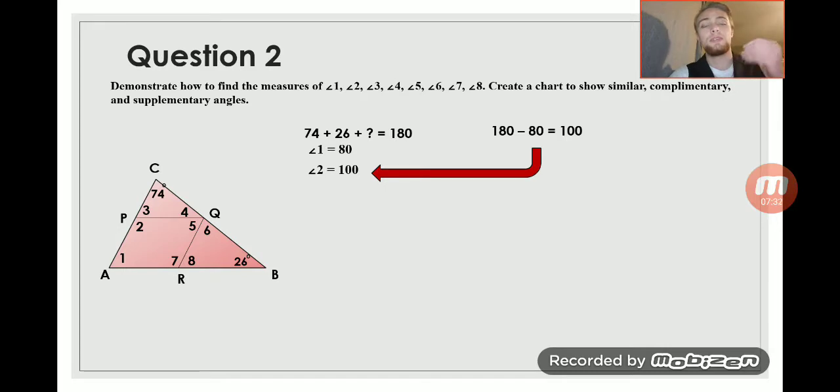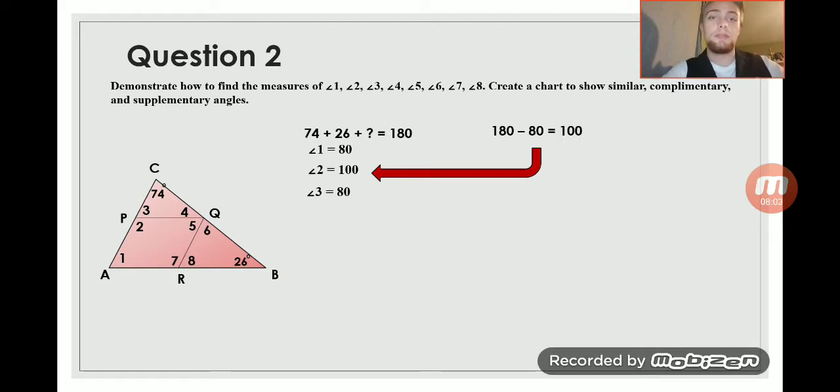In this case, we see angle 2 is 100 degrees. Again, why? Because it's a supplementary angle. It needs to have 180 minus 80 in this case, and the reason being is because the sum of the angles is supposed to be 180. So 180 minus 80 is going to be 100. So angle 2 is 100.